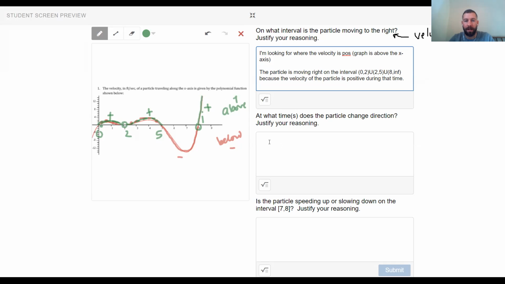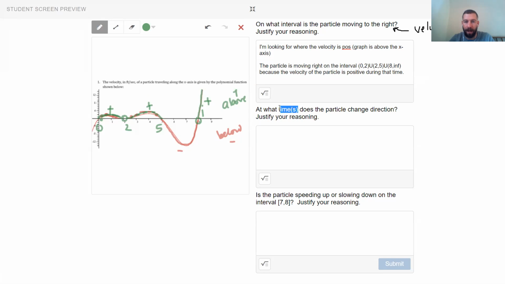So now let's look at this next question. At what time, so I'm looking for an actual instance, does the particle change direction? So when does it change direction? So when does it go from left to right or right to left? This is just kind of me rewording the question here.